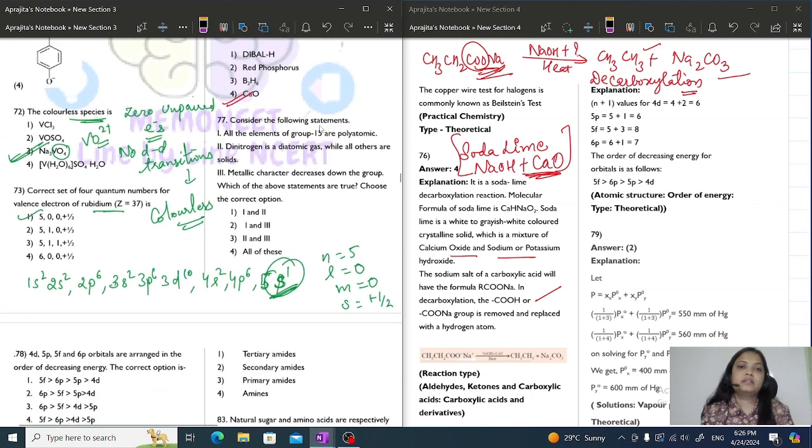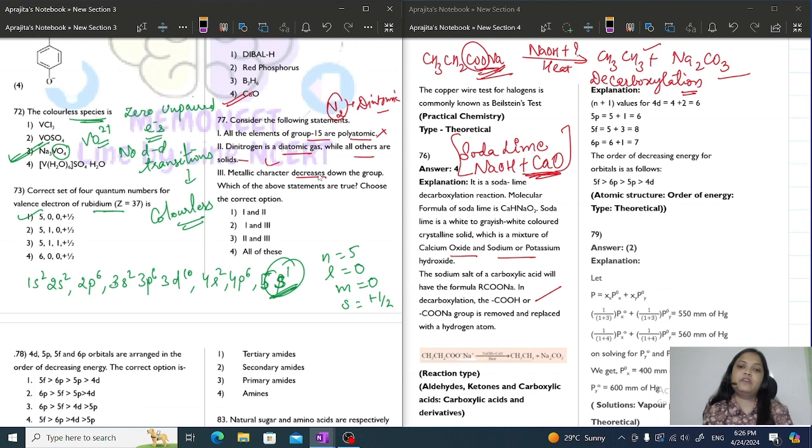Next question, consider the following statements. All the elements of group 15 are polyatomic. So you know that group 15 elements start from nitrogen, then phosphorus, then arsenic. Nitrogen exists as a diatomic molecule. Others can exist as polyatomic. So this is not correct actually. Dinitrogen is a diatomic gas while others are solid. This is true. Metallic character.